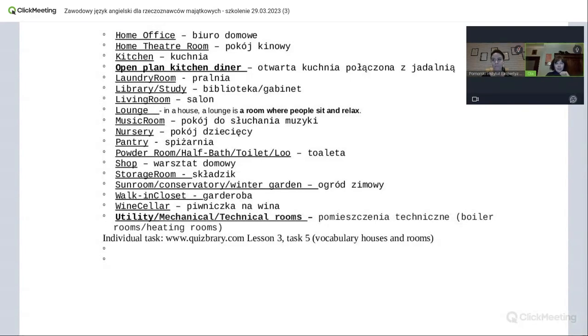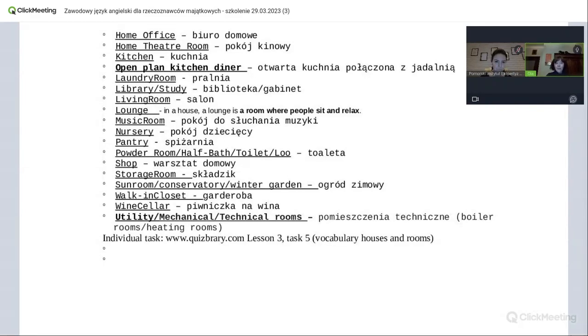And sometimes, and I think it's quite popular nowadays, we want to use it. Or another expression here, utility, you remember all the, you know, gas, electricity, and so on. So utility or mechanical or technical rooms, pomieszczenia techniczne. You can have, for example, boiler rooms, heating rooms, and so on.